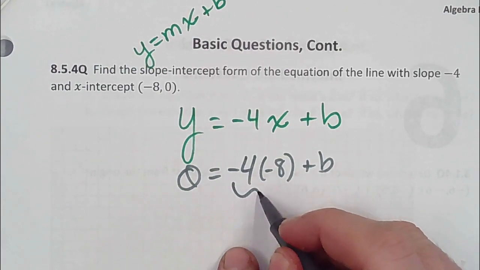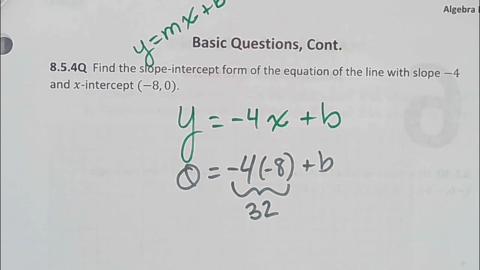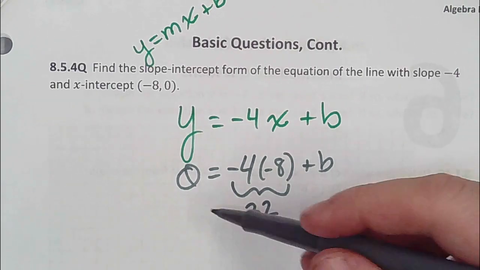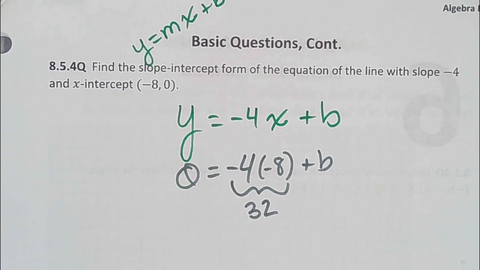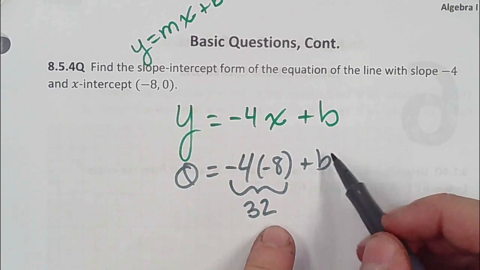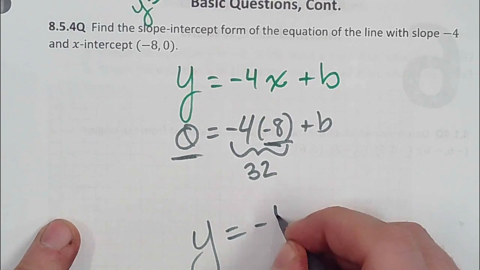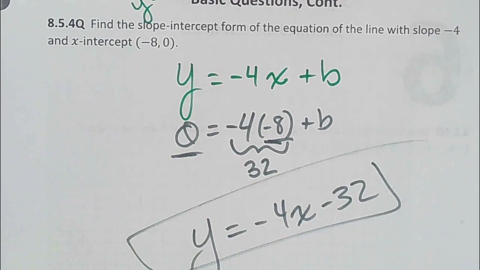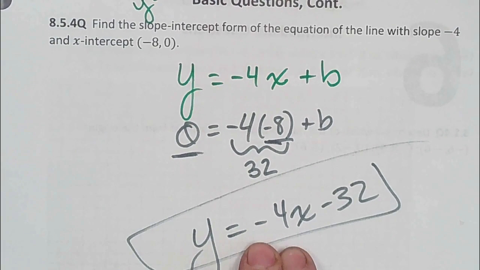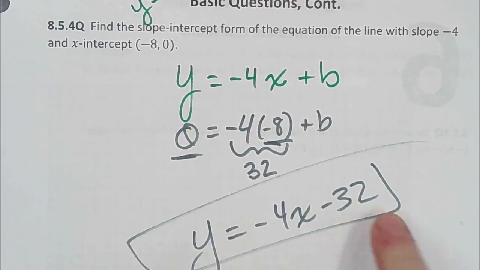Well, that's 32. What number do I add to 32 to make 0? It's got to be a negative, right? Negative what? What number do I add to 32 to get 0? Negative 32, right? So b, in order to make this work, has to be negative 32. So our equation is going to look like this. Done. That's slope-intercept form. It's got a slope of -4, and -8, 0 is on that line because when I plug in -8, I will get 0.